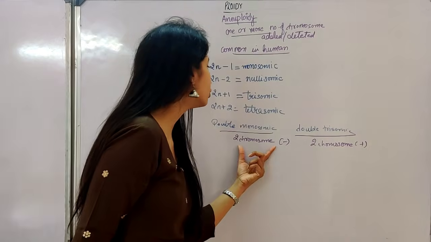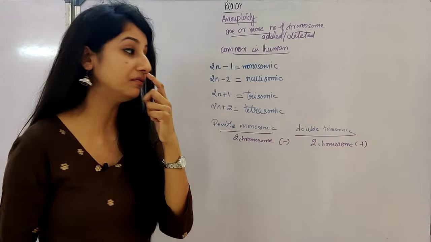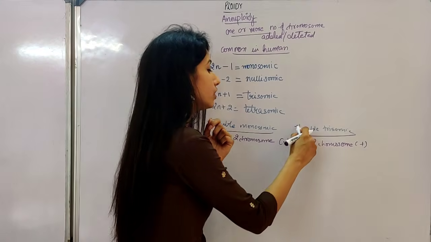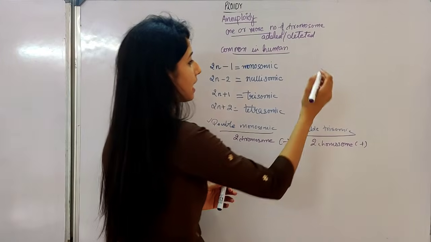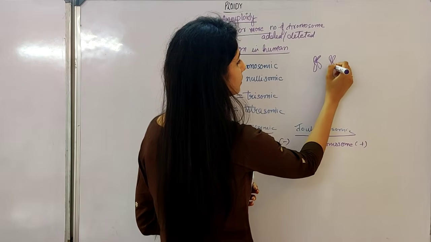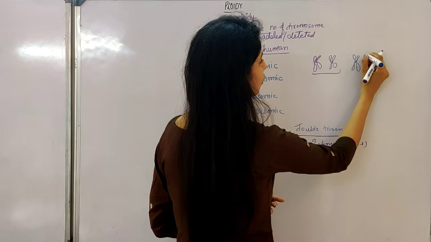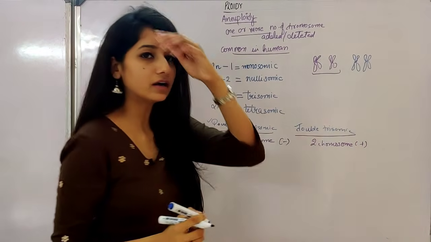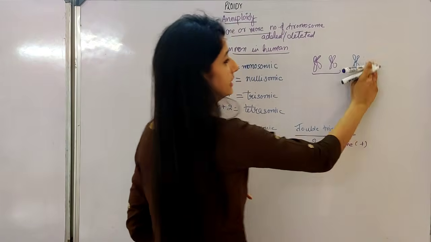So why don't we call them nullisomic or tetrasomic? Why are we calling them double monosomic or double trisomic? It is because, for example, I am taking 2 chromosomes. This is a pair of chromosomes and this is a pair of chromosomes. So what is monosomic is that this one is deleted.